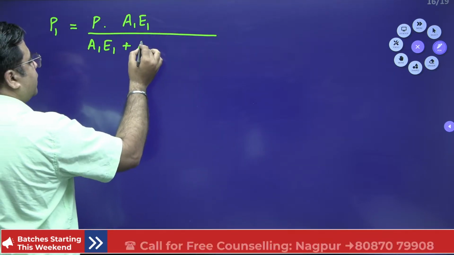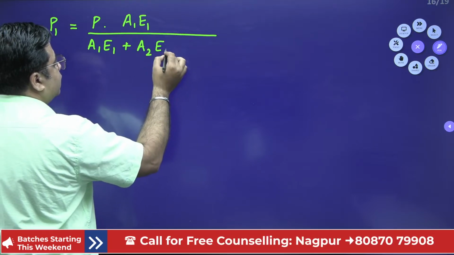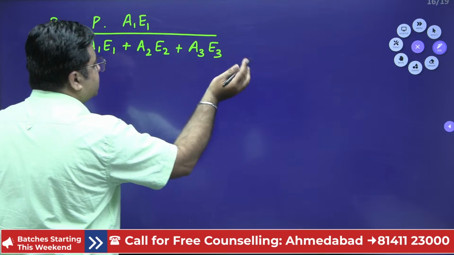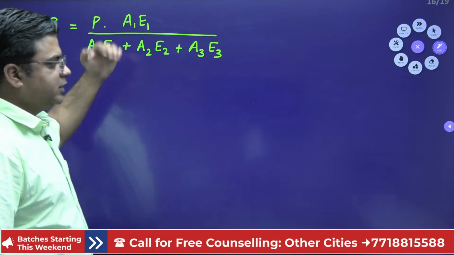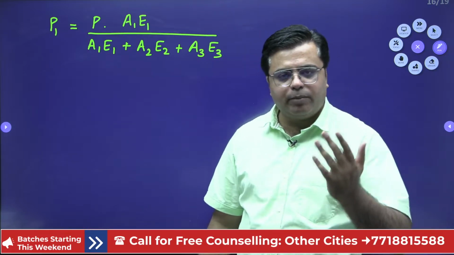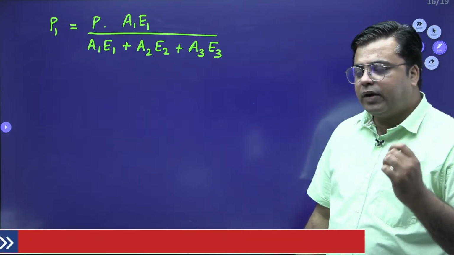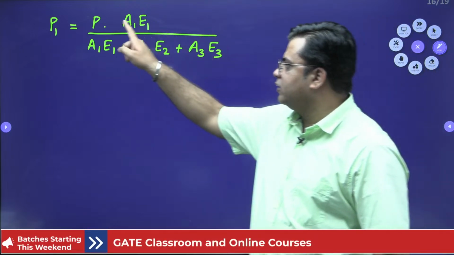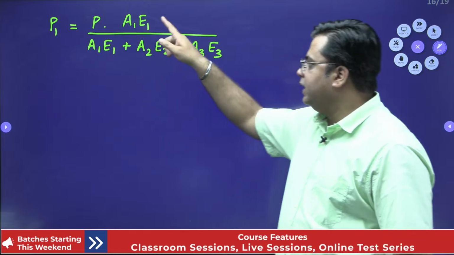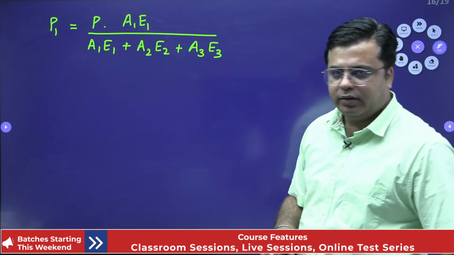A1 E1 plus A2 E2 plus A3 E3. This is the axial rigidity for all the members. This is the load P1. As simple as that. So if n number of members are connected, what you have to write? You have to take the weighted average of this load. And the weighted average should be with respect to the axial rigidity A1 E1, right?